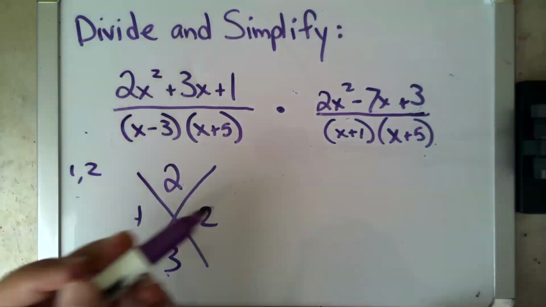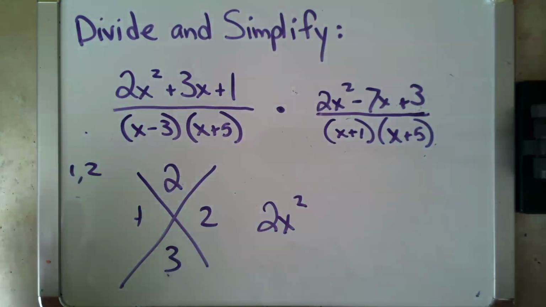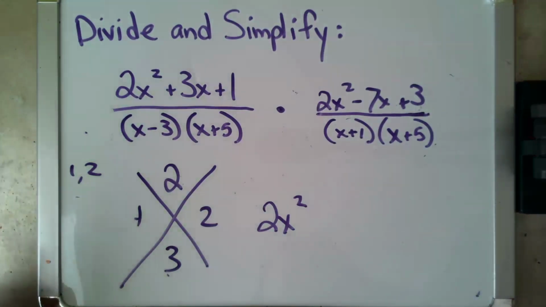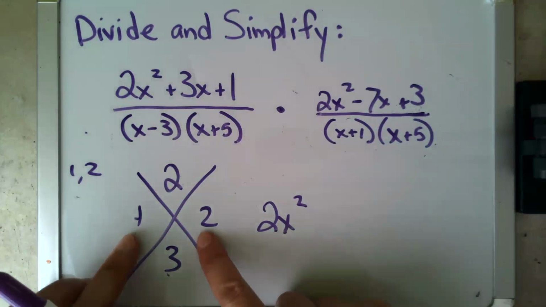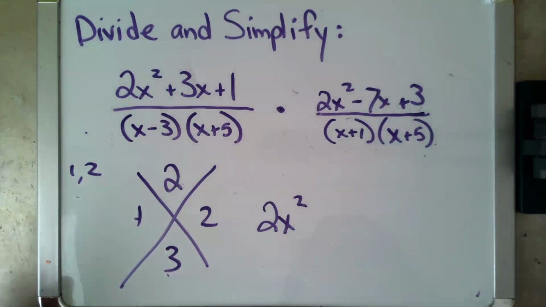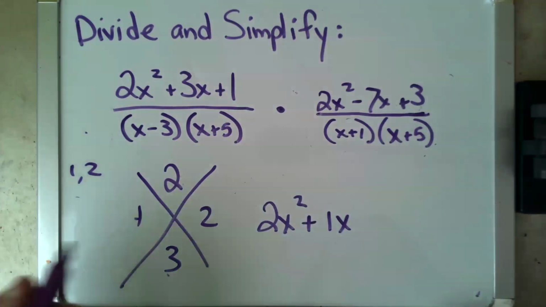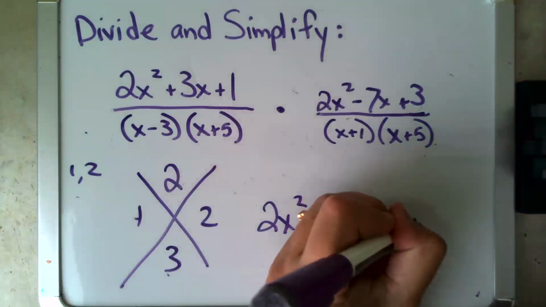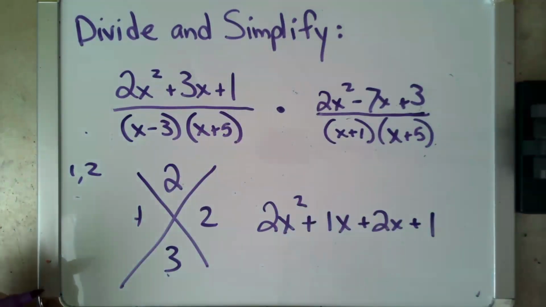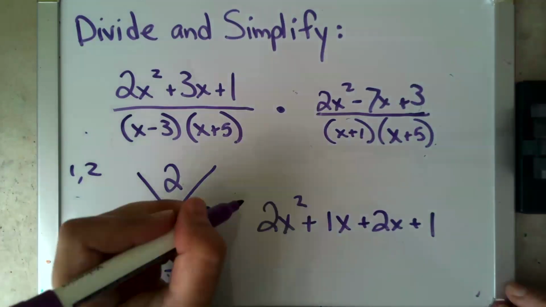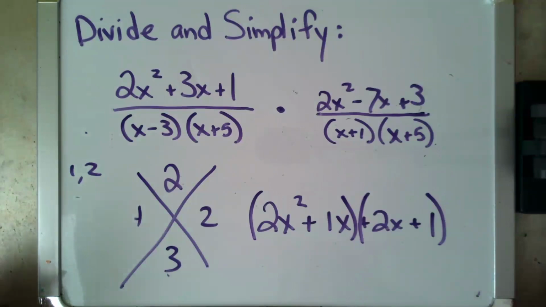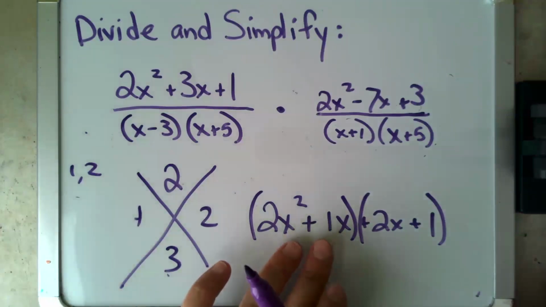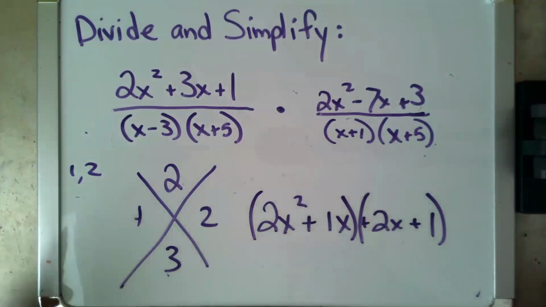Firsts are going to wind up being my 2x squared. By the way, if FOIL doesn't make any sense to you, go check out this video, come back. Now, these are the coefficients of my inside and my outside, and it doesn't matter which one's which. So my next two terms are plus 1x and plus 2x, and then my lasts are going to multiply to be that plus 1. Okay, I finish up with a little bit of factoring by grouping.